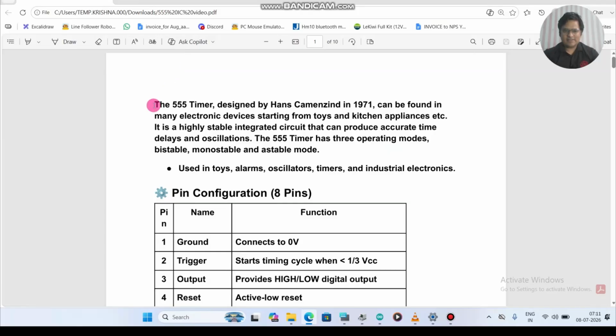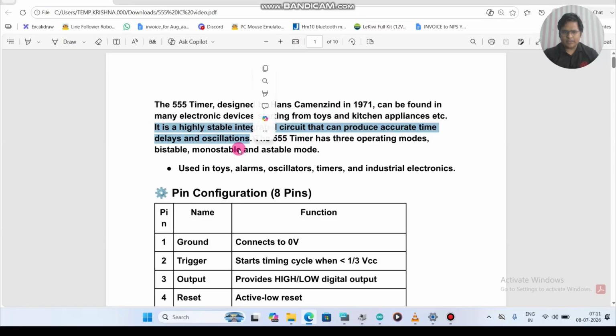As you can see here, the 555 timer IC was designed by Hans Camenzind in 1971, and it can be found in many electronic devices, from toys and kitchen appliances. Even a washing machine has this kind of timer IC. It is a highly stable integrated circuit that can produce accurate time and oscillation.